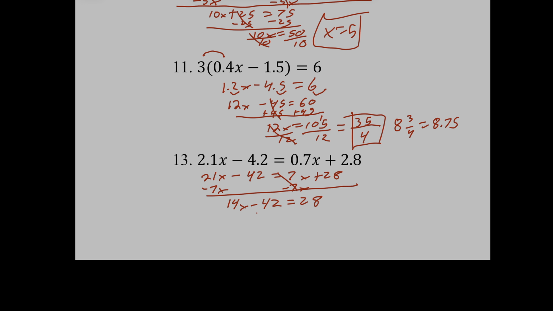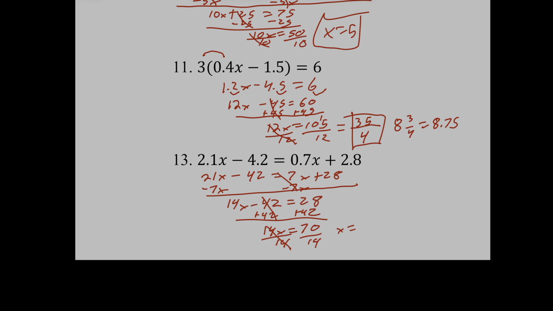Now I have to move my 42 over here. That'll give me my letters on one side and my numbers on the other. Now I divide each side by 14. Now I've got to figure this guy out. Will 14 go equally in the 70? You know what? I think it is, and I think the answer is 5.